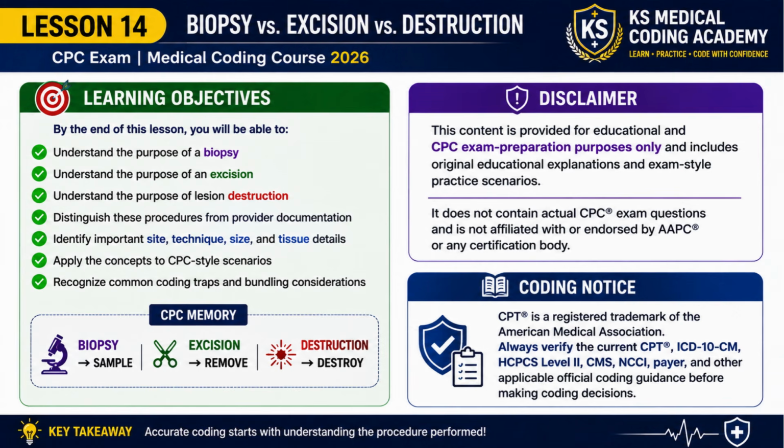Before we begin, let's review the objectives for this lesson. We'll learn the purpose of a biopsy, excision, and destruction, and most importantly, how to distinguish these procedures based on the provider's documentation. We'll focus on important details such as the anatomic site, technique, size, and tissue involved. We'll also apply these concepts to CPC-style scenarios and identify common coding traps and bundling considerations. Keep this simple CPC memory rule in mind: biopsy means sample, excision means remove, destruction means destroy.